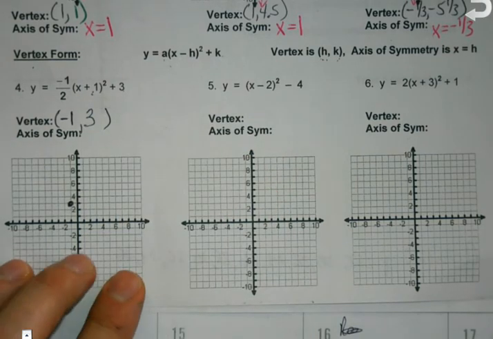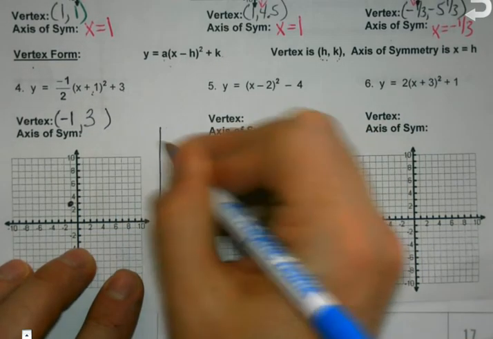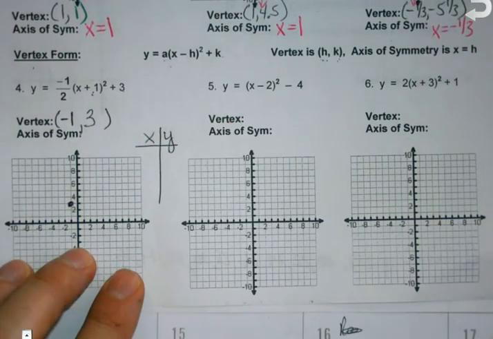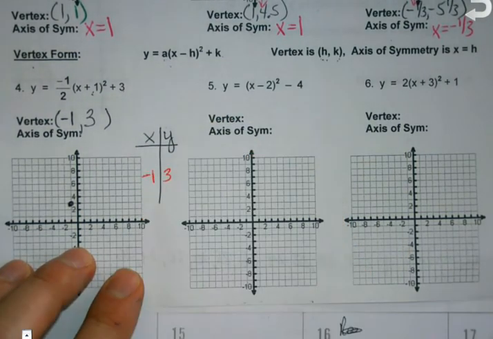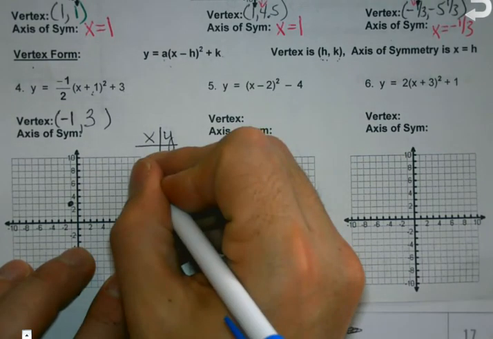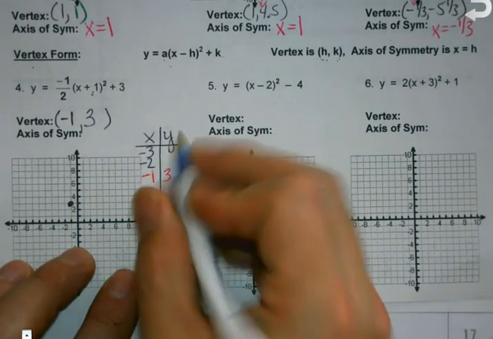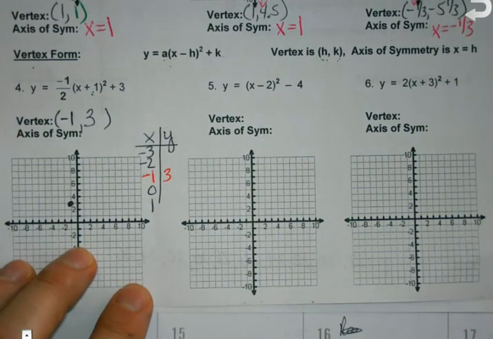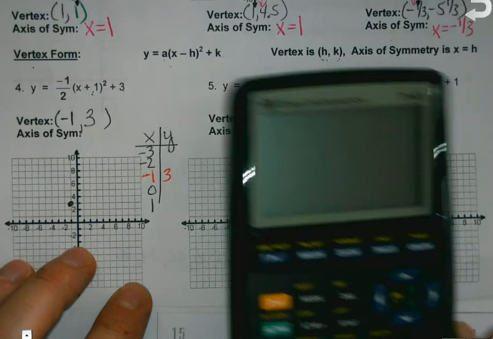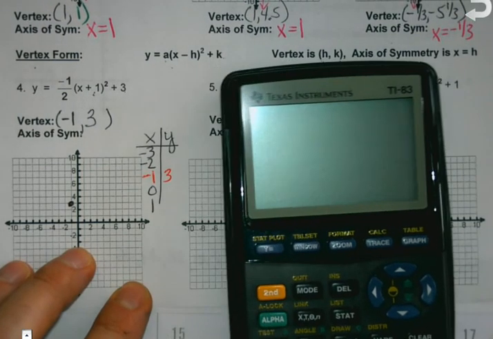Now, just like before, you have choices. Negative 1, 3 goes in the middle. And I want two values that are less, two values that are more. Now, if you go to the calculator, and again, I'll show both.